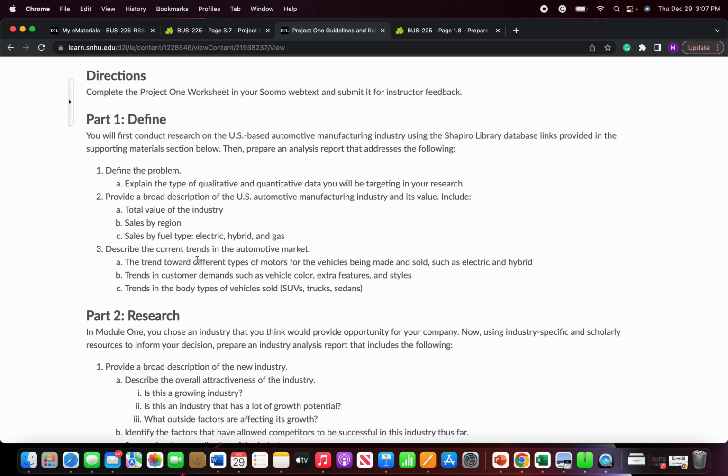The current trends in the automotive manufacturing market are really what's happening. So what's kind of shifting things? Is there a trend towards different types of motors being manufactured? Are there customer preferences that are changing as far as vehicle color, features they're looking for, and even the types of vehicles that are being produced? You're really trying to give your audience a holistic view of what's happening in the industry, the current state, and where it might be going.